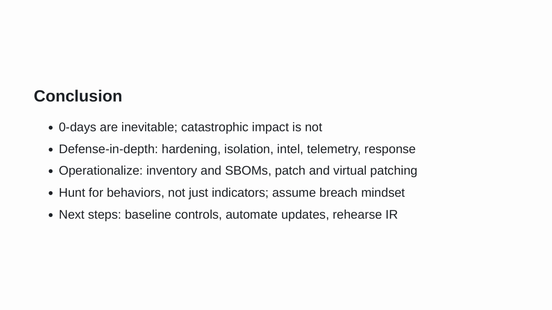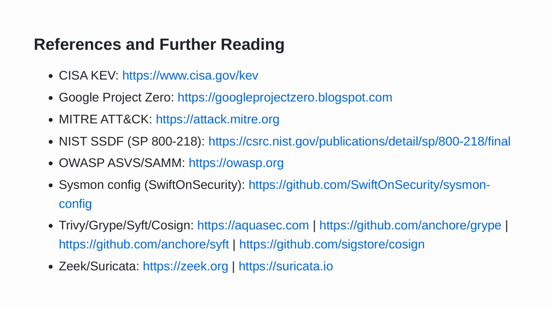are muscle memory. This slide lists go-to sources to keep your practice current. CISA KEV, known exploited vulnerabilities: track real-world exploited CVEs to prioritize patching and compensating controls. Google Project Zero: deep analyses of 0-days and exploitation techniques to inform hardening and detection. MITRE ATT&CK: a common language for adversary techniques. Map your detections and hunts to it.